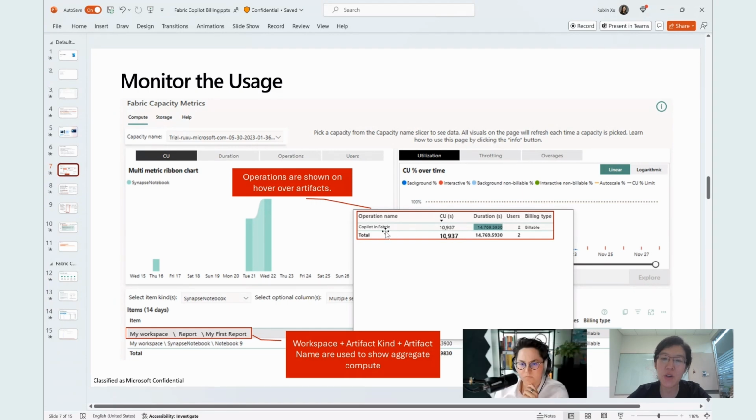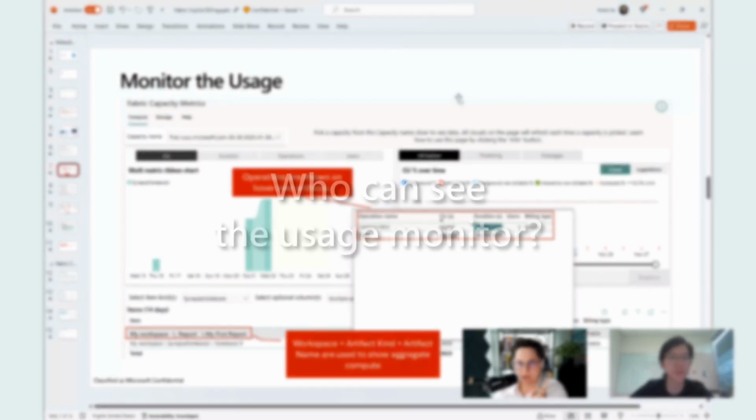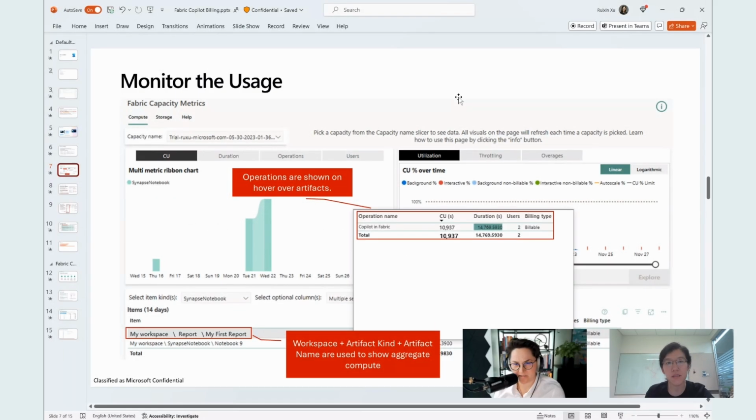Is this view visible for users or only for admins? I think you need to be a capacity admin to see this. At least your capacity admin can see this Capacity Metrics app. I'm just not quite sure how each enterprise company manages their permission control, whether they expose the capacity metrics to all users. But at least the capacity admin has the ability to set it up.